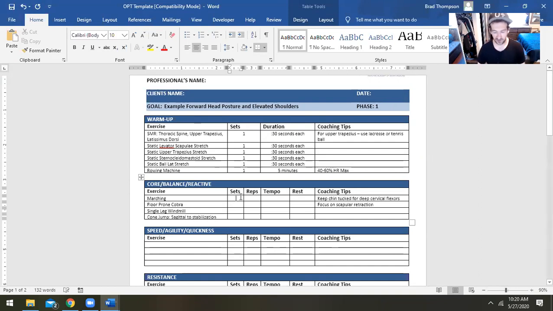Okay, keep it simple, 3 sets of everything. With our marching, let's do 10 each for 20 total. Floor prone cobra, let's do 30 seconds. Actually, you know what? Let's not do it for time, we'll do it for reps. 20 reps there. Single leg windmill, 10 each, and we'll do 8 of those. Slow, slow.